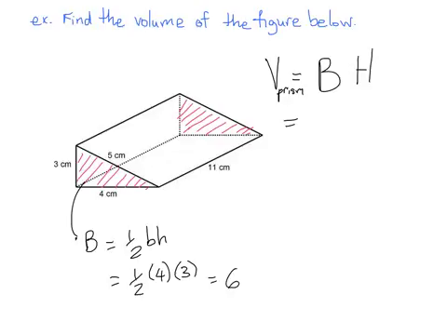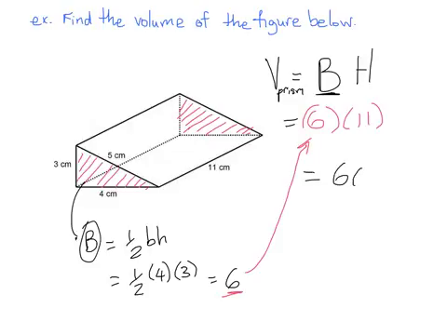All right, so now that we know the base area, we can plug it into the formula for the volume of the prism. So the volume of the prism is the base area, which we have now established is 6. Can put that up there. And we're multiplying by the height, but not the height of the triangle, but the height of the figure, which is 11. All right, so then our volume is 66 cubic units, or in this case, we're dealing with centimeters, so centimeters cubed. All right, and that's how you find the volume of a prism.